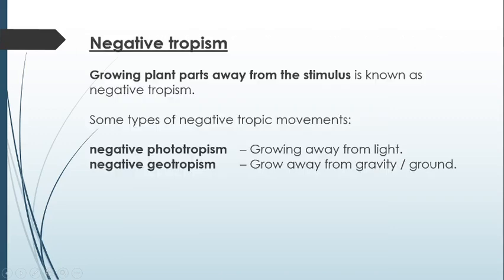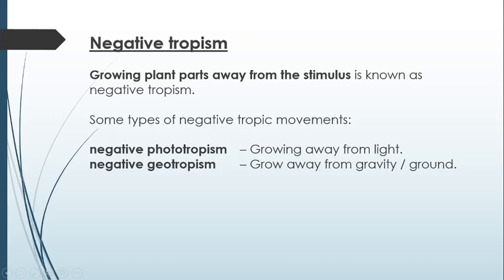Then let's discuss negative tropism. Growing plant parts away from the stimulus is known as negative tropism. So we can also consider some types of negative tropic movements. For example, growing away from light. The roots of plants always grow away from light. It is a negative tropic movement.